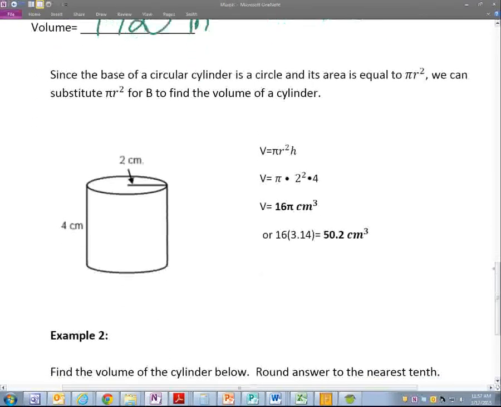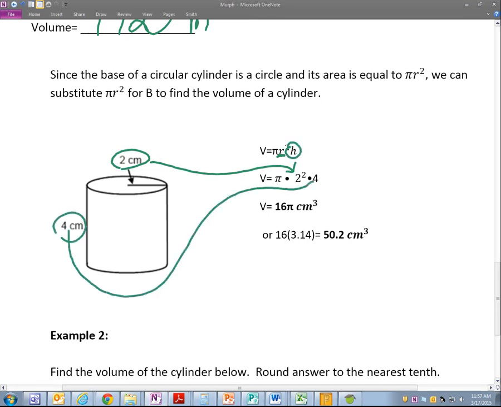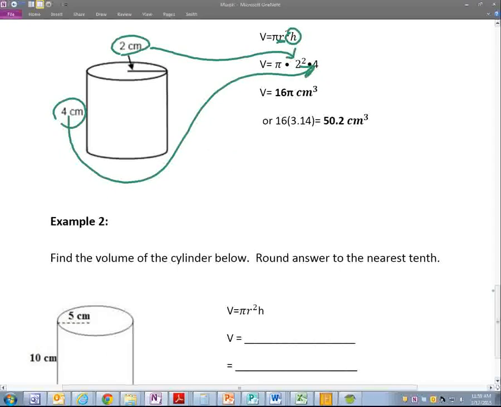Since the base of a circular cylinder is a circle and its area equals pi r squared, we can substitute pi r squared for B and find the volume of a cylinder. Super easy. We take the radius, which is 2 centimeters, plug it in, and take the height, which is 4 centimeters, plug it in, and we get 16 pi centimeters cubed. We use 3.14 for pi, and we get 50.2 centimeters cubed.